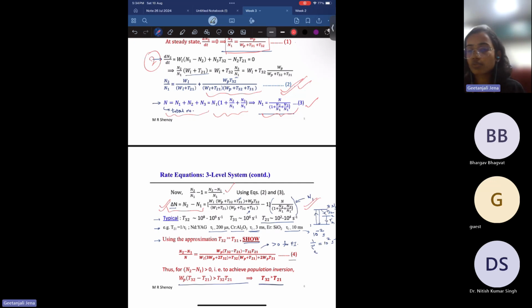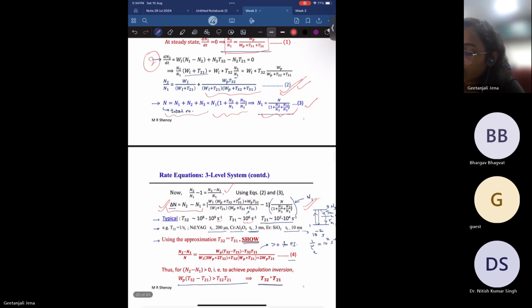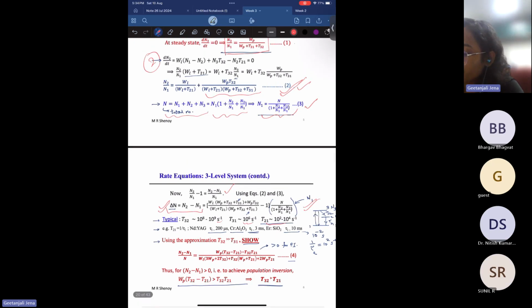Now, if you take typical values for the lifetimes, T32 normally lies between 10 to the power 8 and 10 to the power 10, so about 10 to the power 9 per second. T31 typically lies in the order of 10 to the power 6. And T21 is in the order of 10 to the power 2 to 10 to the power 4. Here you can easily see that T21 is much less than both T31 and T32.